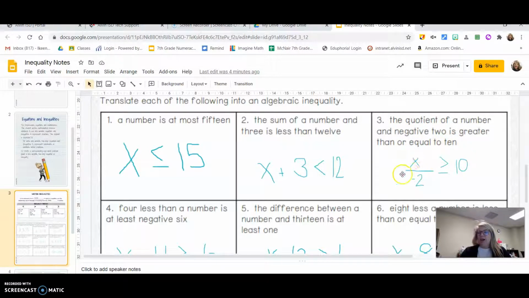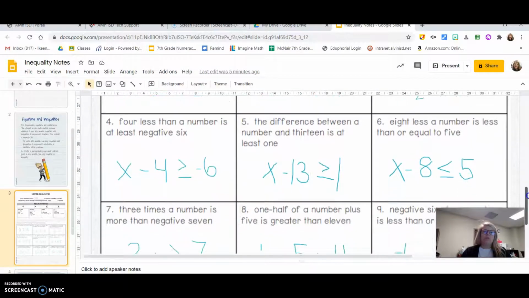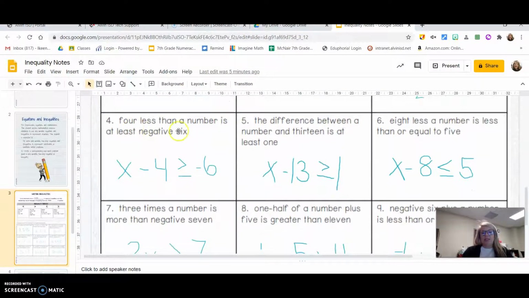So x divided by -2, because when we talk about a quotient, we're talking about division. x divided by -2 is greater than or equal to 10. Number 4, 4 less than a number is at least -6. So x minus 4 is greater than or equal to -6.